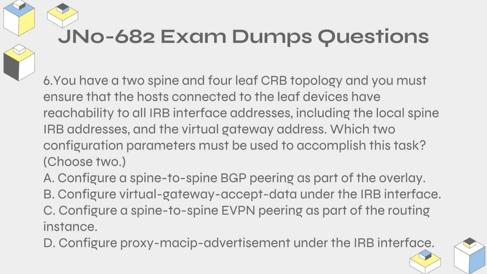Choose 2. A. Configure a spine-to-spine BGP peering as part of the overlay. B. Configure virtual-gateway-accept-data under the IRB interface. C. Configure a spine-to-spine EVPN peering as part of the routing instance. D. Configure proxy MAC-IP advertisement under the IRB interface.